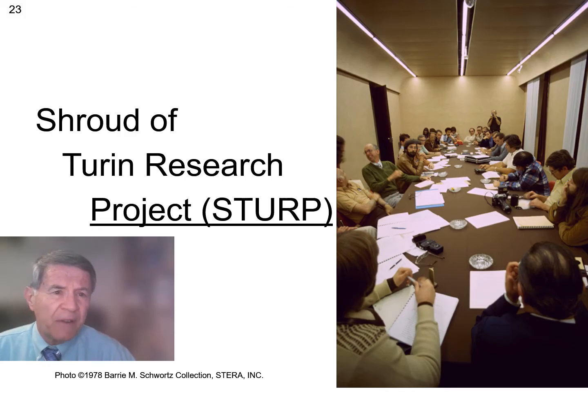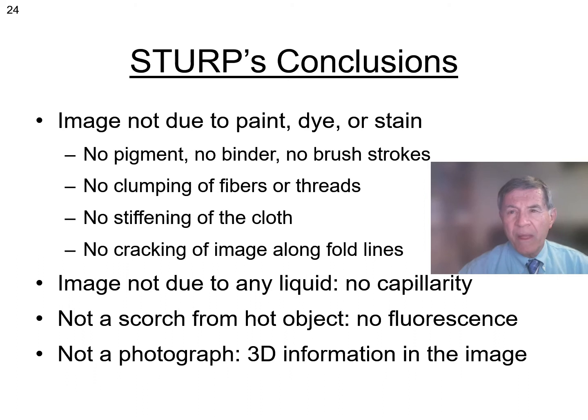This is a photo of the STURP researchers planning the experiments to be performed on the shroud. The main objective of STURP's experiments on the shroud was to determine how the image was formed. However, what they discovered was that the image could not be due to paint, dye, or stain for multiple reasons.